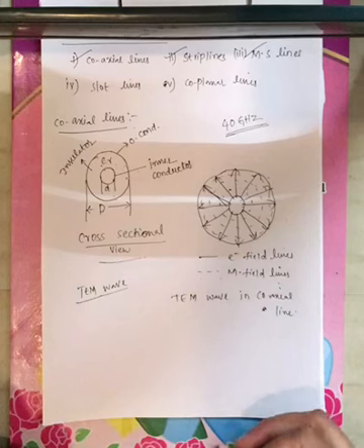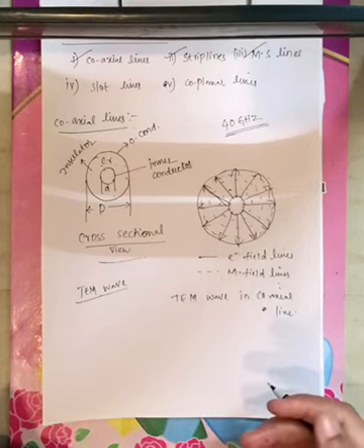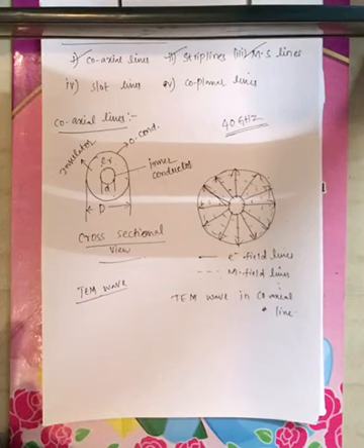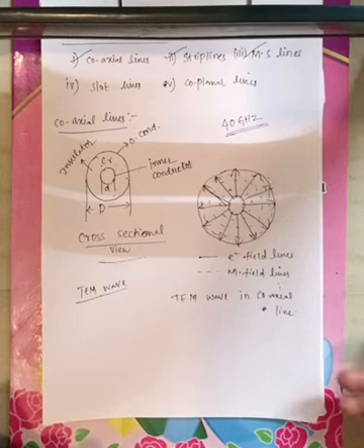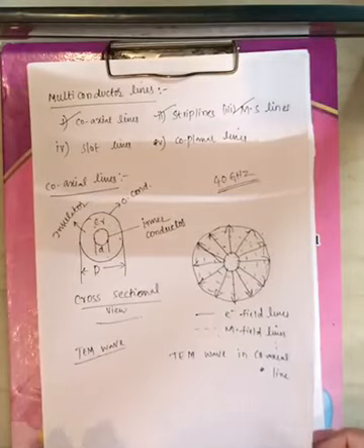The only disadvantage or limitation of this coaxial line is that it will allow frequencies up to 40 gigahertz only. If you want to transmit frequencies greater than 40 gigahertz, you have to go for strip lines, right? This is about the coaxial line, and the dominant mode of coaxial line is the TEM wave.